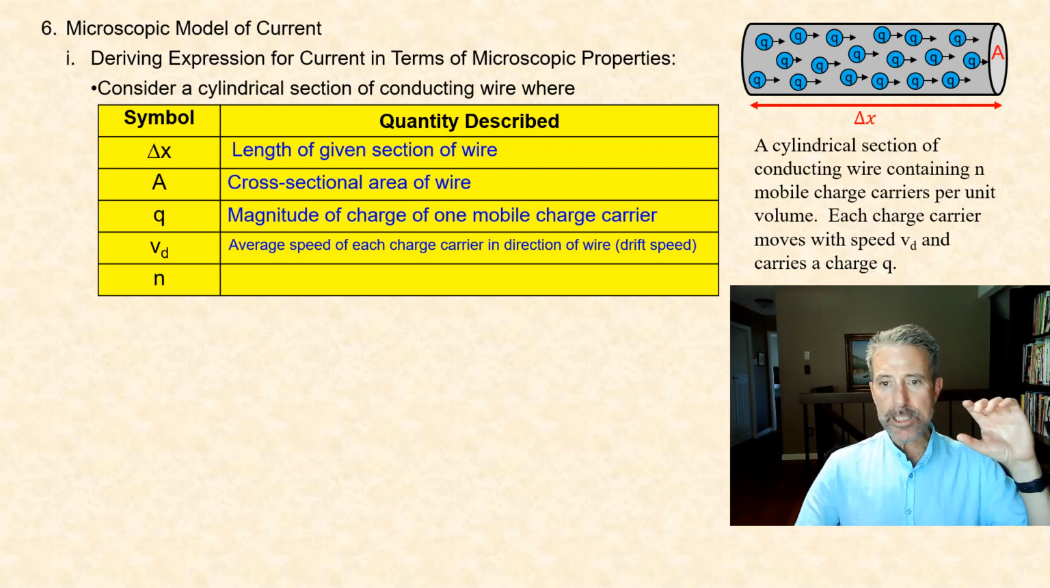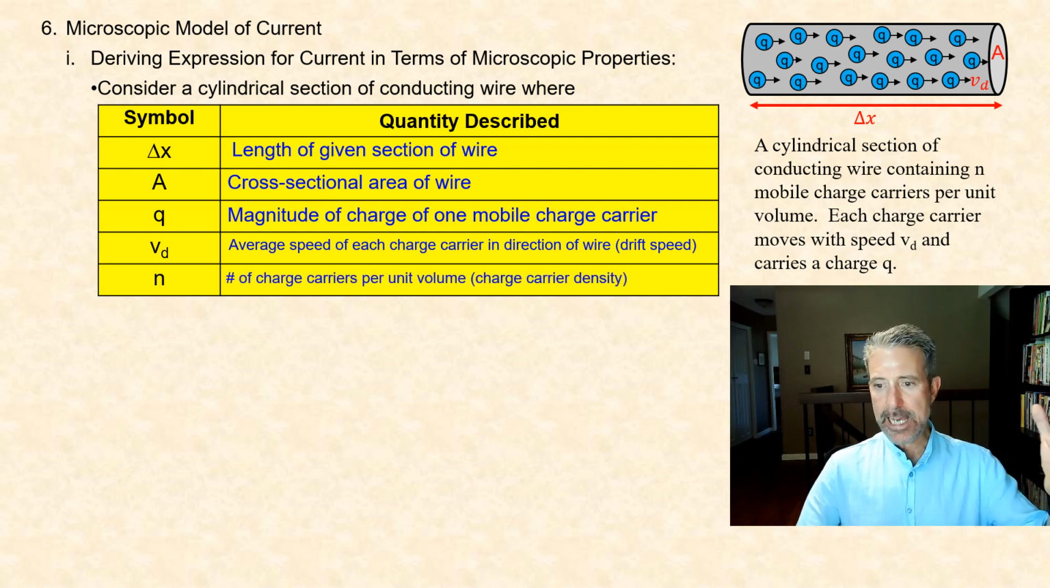v sub d is a symbol we're going to use for the drift speed, and it represents the average speed of each of these mobile charge carriers in the direction of the current, that is along the wire. And finally, little n is a symbol we use for the charge carrier density, which represents the number of charge carriers per unit volume.